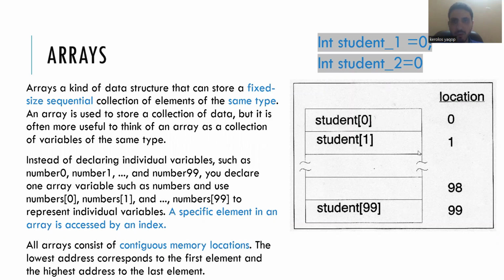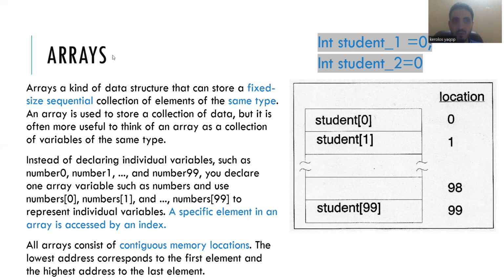If we're going to do it in the traditional way, we're going to make about, what do you think? Yes, 100 variables. Each variable stores a value or a number. So for example, student 1 equals 90, student 1 had a score from 0 to 100. So we have about 100 variables. It's a waste. Yes, it's a waste of time and space.